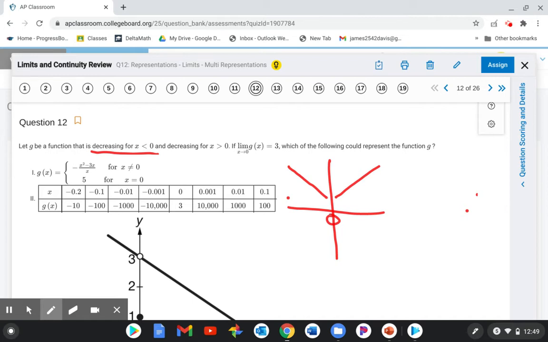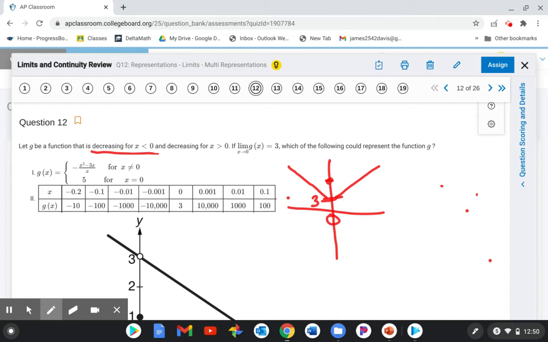And the limit as we approach 0 is 3. So the y value there was 3. Okay. It doesn't say anything about the actual value. So maybe the actual value at 0 is up here at, I don't know, 7 or something. It doesn't tell us anything about that. But it does say that the limit is 3 and it's decreasing in both directions. So let's see if we can determine if that's the case.